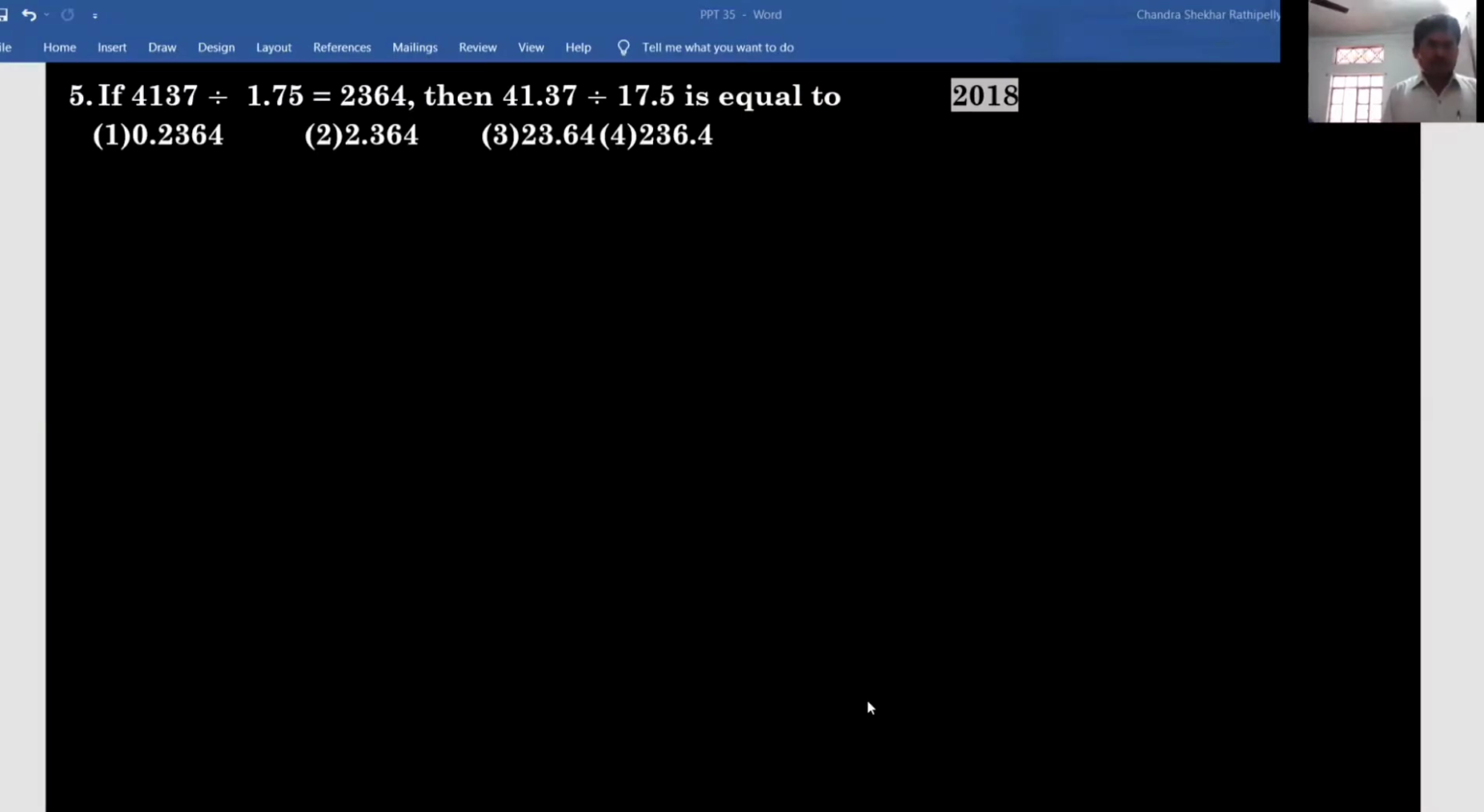So question number 5: if 4137 divided by 1.75 is equal to 2364, then 41.37 divided by 17.5 is equal to. So children, what is given here?